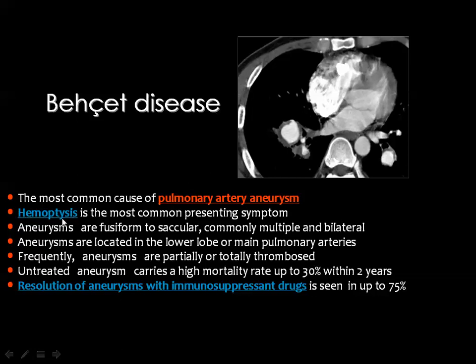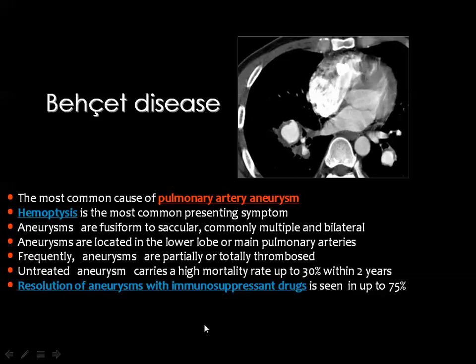The manifestation is usually hemoptysis. Aneurysms are fusiform or saccular. Commonly they are multiple and bilateral. Aneurysms are located usually in the lower lobe along the main pulmonary arteries. Frequently, aneurysms are partially or totally thrombosed. Here I see the mural thrombus in the patent lumen, and the mural thrombus.